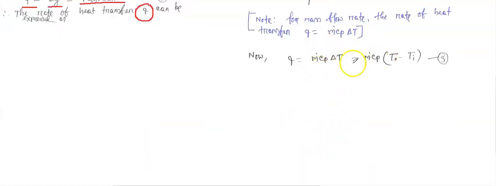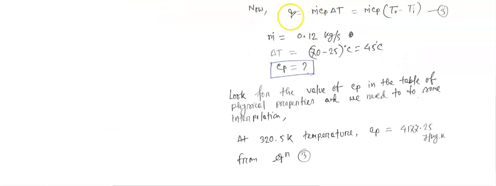So let's calculate the rate of heat transfer by using this formula at first. When it is the case, we know this mass flow rate is 0.12, we know the temperature difference delta T, but we don't know the specific heat. So at 320.5 Kelvin temperature, from the table, we got the specific heat as 4177.25.